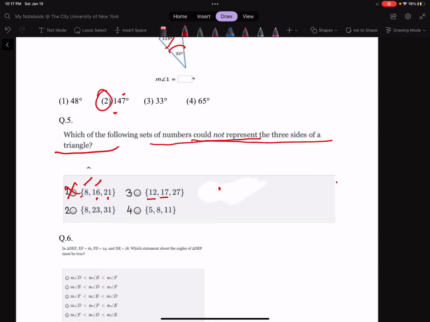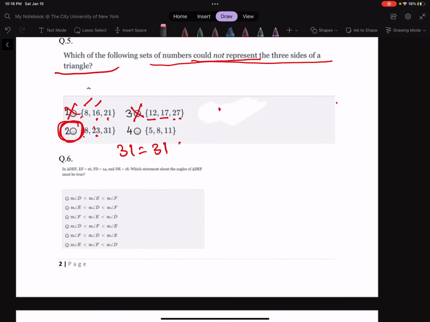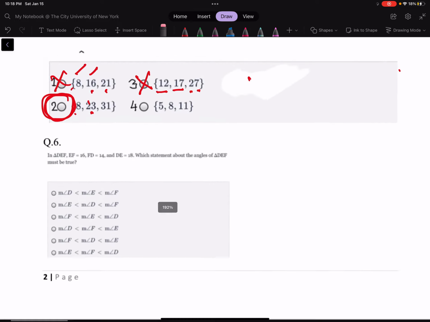Then 12 and 17 is 29. That's greater than 27, so obviously it describes a triangle, so that's not our choice. 8 and 23 is 31. 31 is equal to 31, but it has to be greater than. So this is the one that doesn't describe a triangle. So 2 is the choice for that. Since it's a multiple choice question and there is only one choice, this should be it.